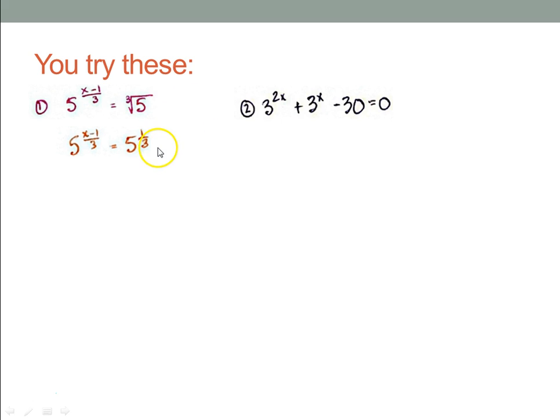5 to the x minus 1 over 3 is equal to 5 to the 1/3. Yes, I can rewrite this as a rational exponent. That just means I can set them equal to each other. Multiply by 3 to get rid of that denominator. Kaboom! I have x minus 1 is equal to 1. x equals 2. All right, you can pause the video and check out your work and answer for number 2.